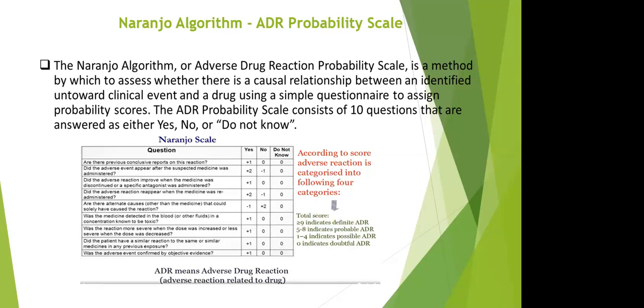So based on the score we obtain, we can classify the total scores. We can classify the ADR as definite, probable, possible, or doubtful. So based on the total score we obtain, if the score is greater than 9, it indicates a definite ADR. And if the score is between 5 to 8, it indicates probable ADR. And if it is 1 to 4, it indicates possible ADR. And if it's 0, it indicates doubtful ADR.